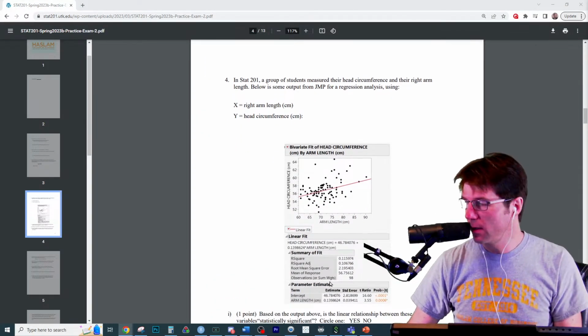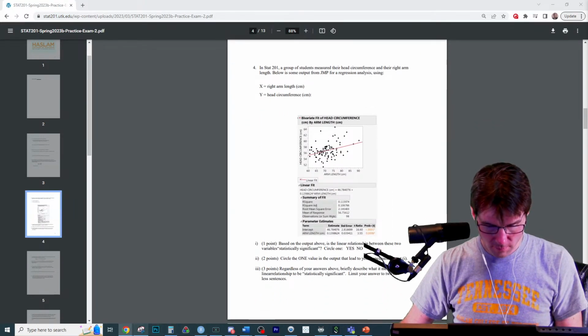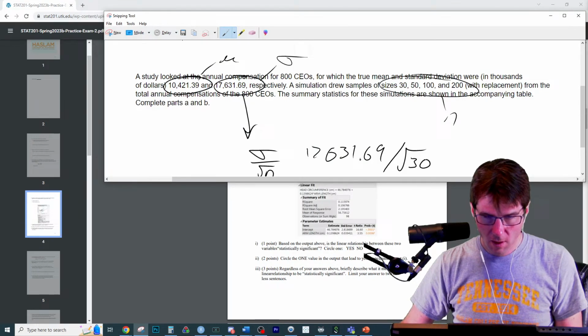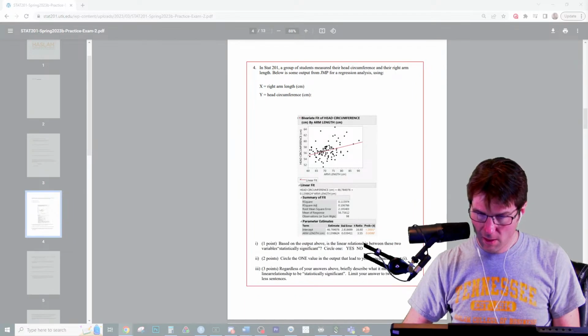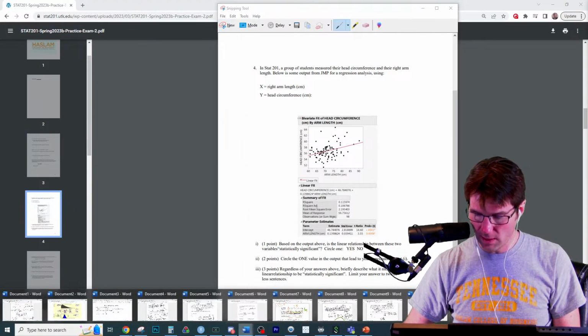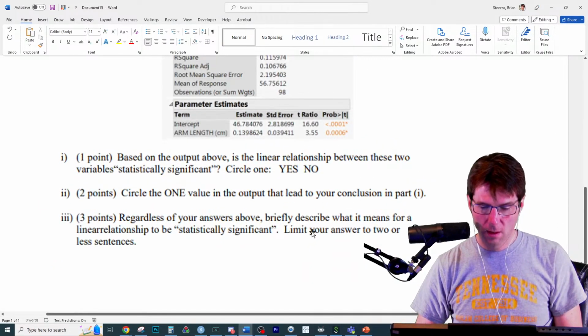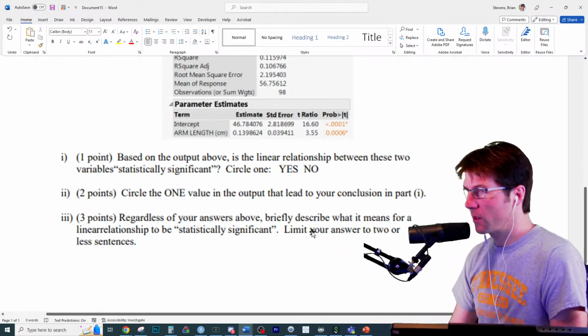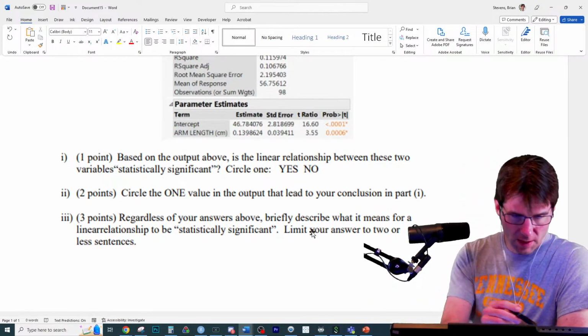So if you were to get something like this on the test, oh yeah. When is a p-value statistically significant, Sloan? When is a p-value statistically significant? Below 0.05. P-values are probabilities.